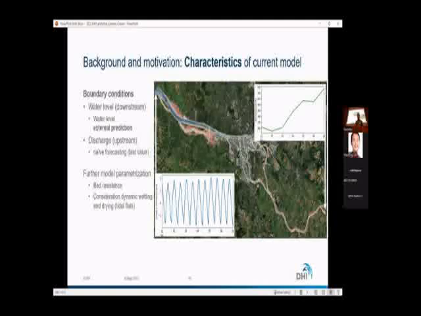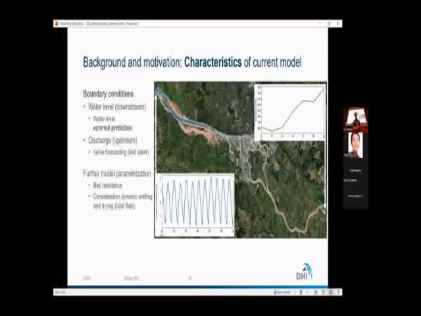And on the upstream boundary condition, so to the bottom right, we apply discharge. And to forecast this, we just use naive or persistent forecasting, just taking the last known value and extrapolating that into the future. So quite simple, but we can see that the temporal variability of these both boundary conditions varies a lot. So discharge is actually not that variable.